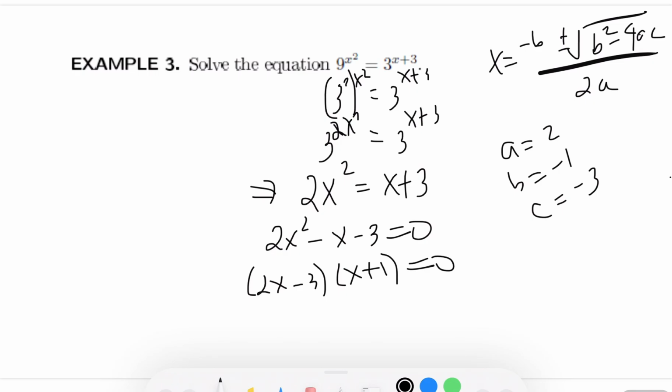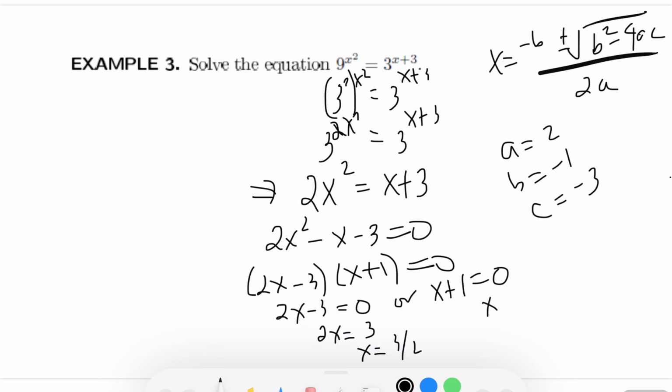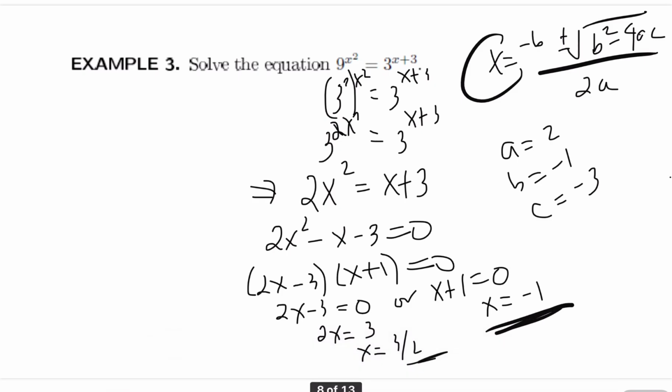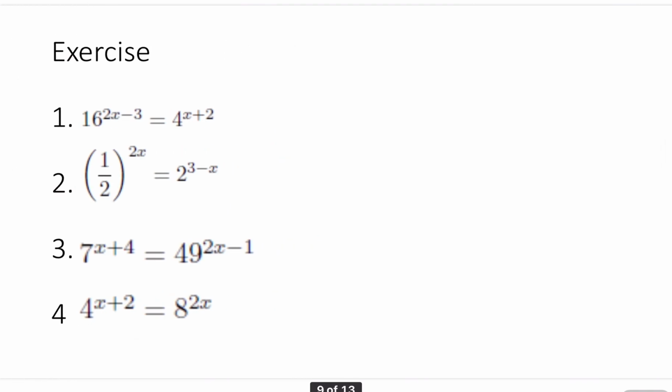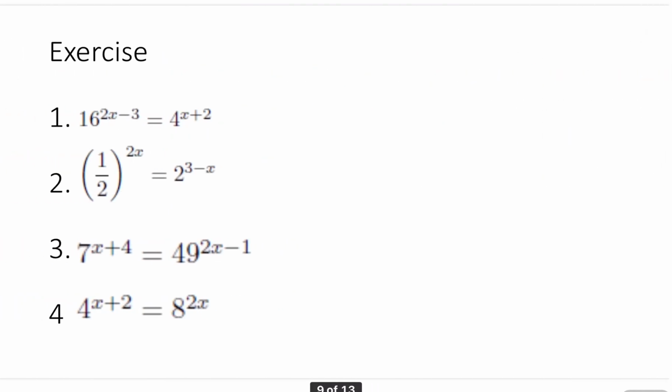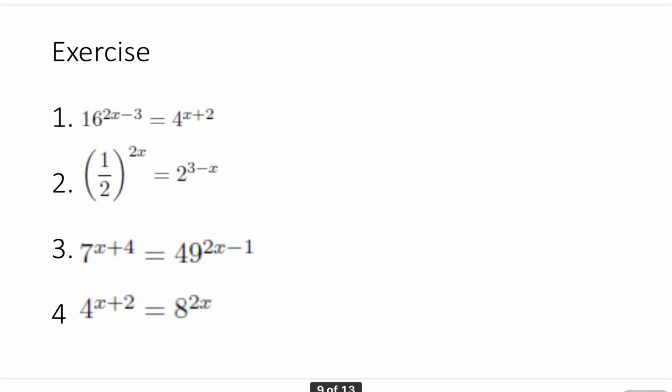Okay, so it's the same, you arrive at the same answer. So let's continue. This is now 2x minus 3 equals 0, or x plus 1 equals 0. Solve for x. So x equals 3 halves. On the other hand, we have x equals negative 1. So using the quadratic equation, you will also arrive at these numbers. Okay? So as an exercise, you can practice this if you want.